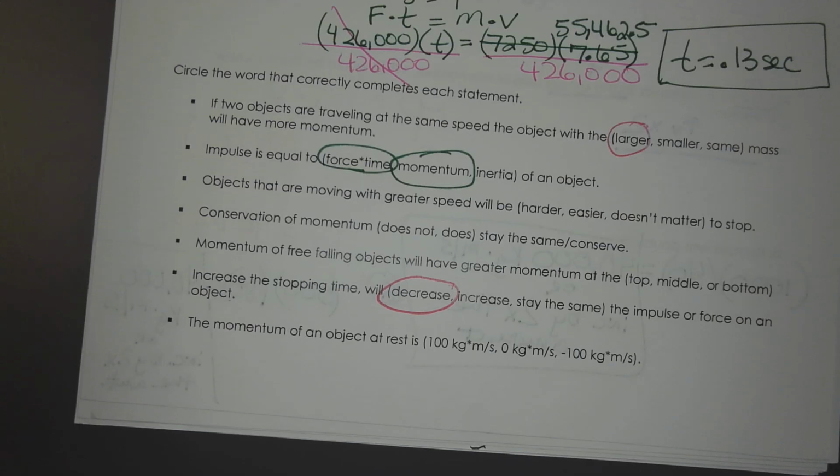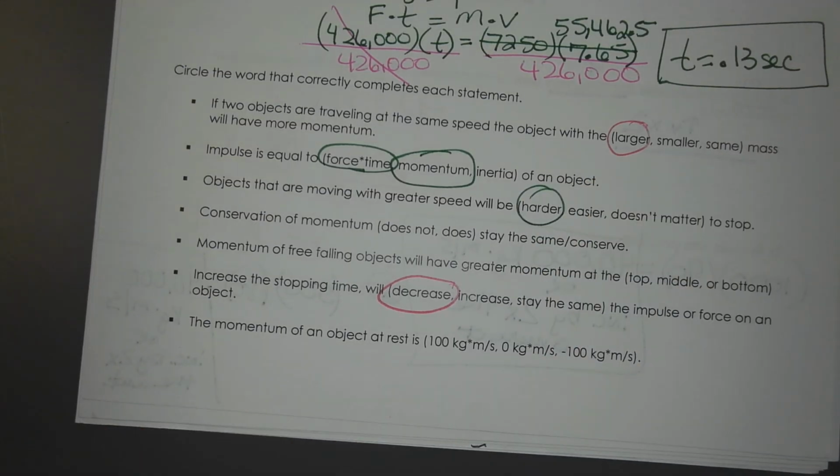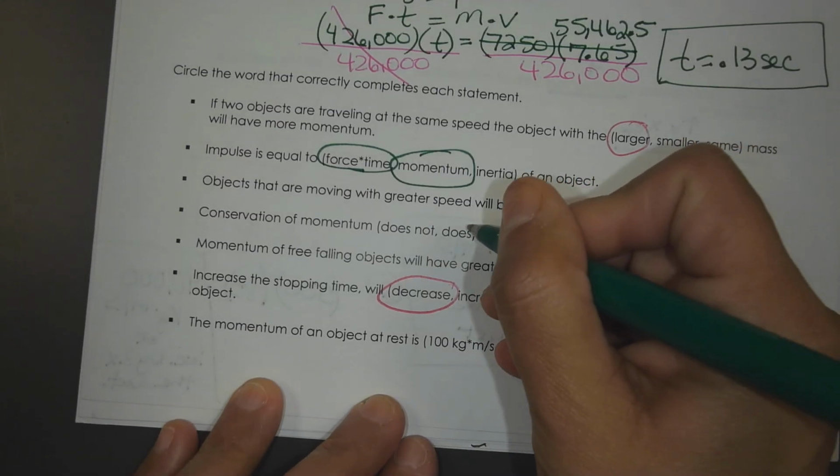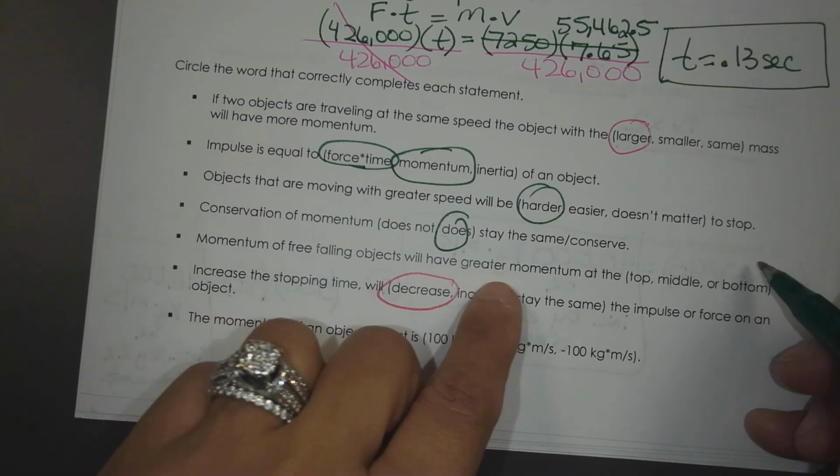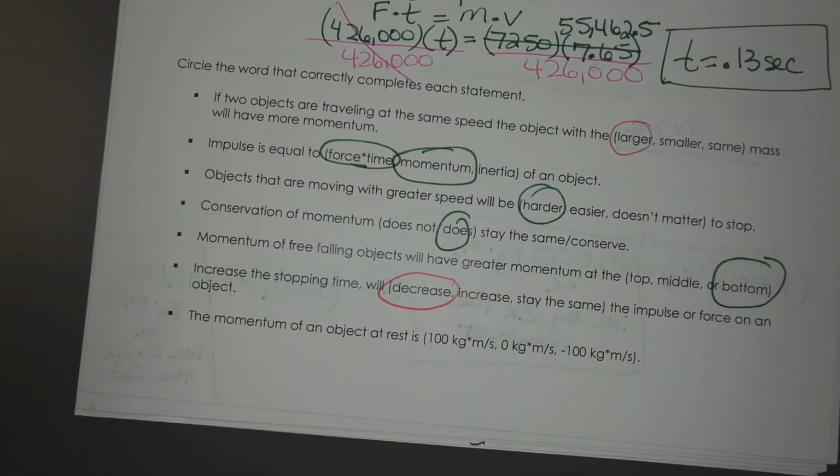Let's keep going. It says here, objects that are moving with greater speed will be harder to stop. That's the definition of momentum. It says here, conservation of momentum does stay the same, or conserved. The next one, a free-falling object will have greater momentum at the, oh, that's when we were talking about projectiles in the first semester, right? They're going to have greater momentum at the bottom of the path.